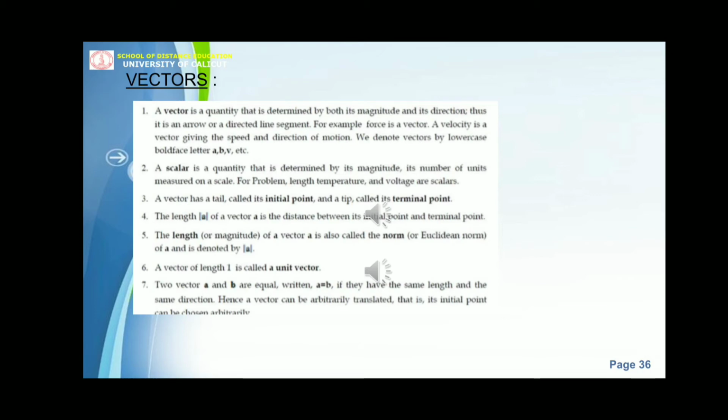For a vector A equal to a1, a2, a3, the norm or the length of the vector, modulus A, will be square root of a1 square plus a2 square plus a3 square.